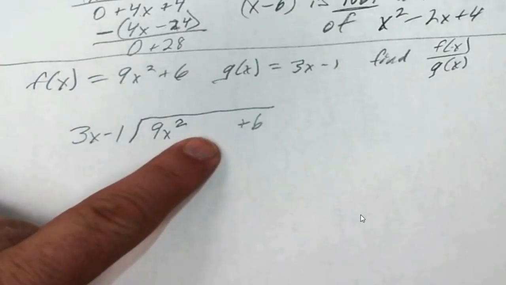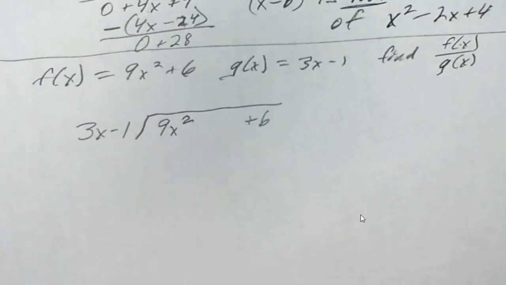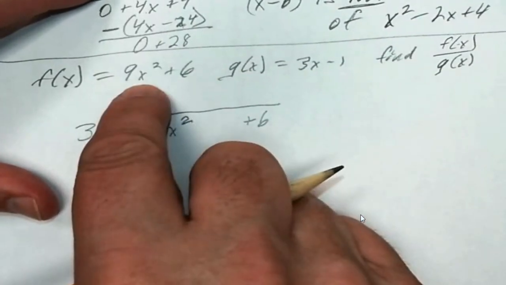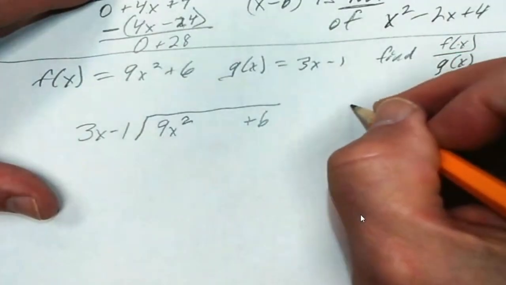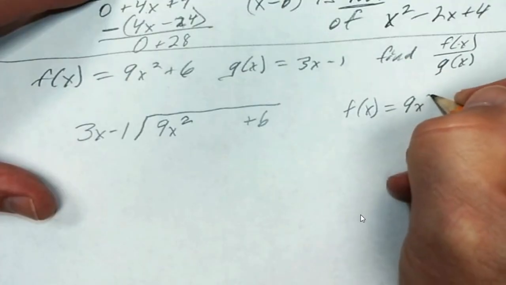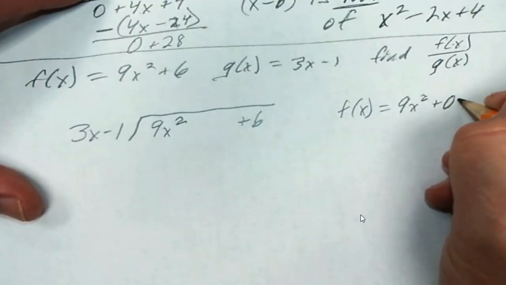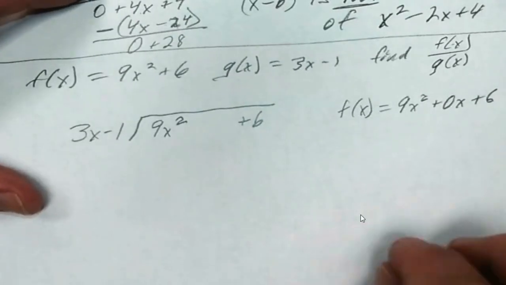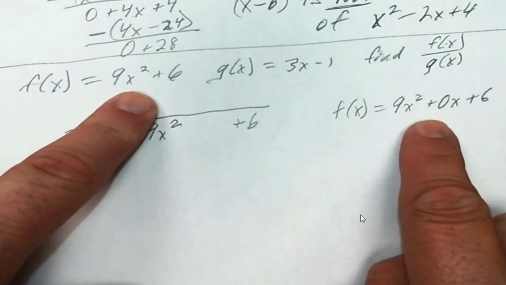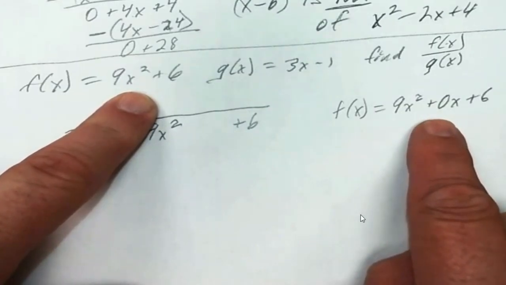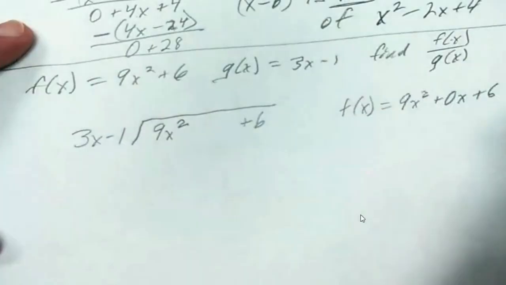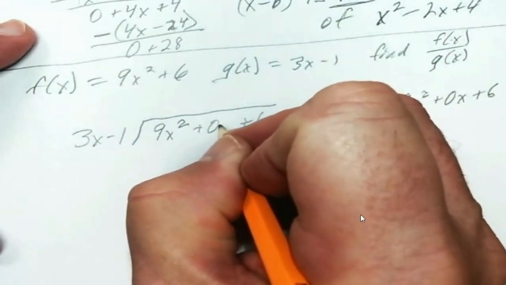Now, I left a space in there for a reason. What's the x term? We can't leave any terms out. This could have been written like this: 9x squared plus 0x plus 6. These are exactly the same. You agree? Yeah, I just wrote all the terms here, because generally when you start with the largest term, you have all the terms in between there. This is what we have to use when we divide.